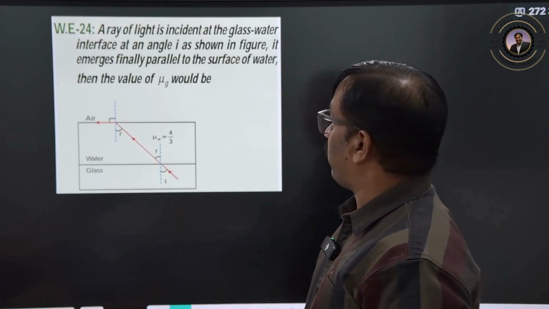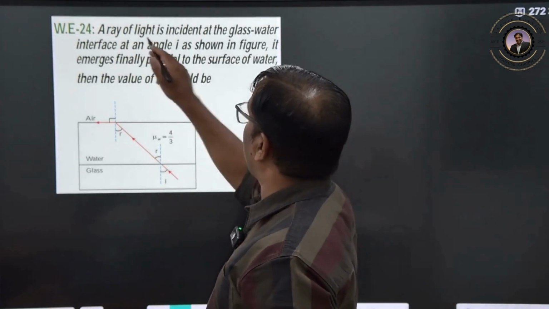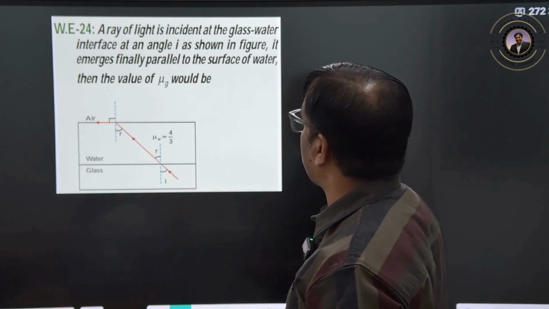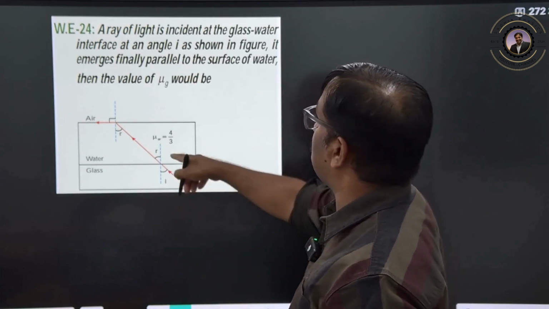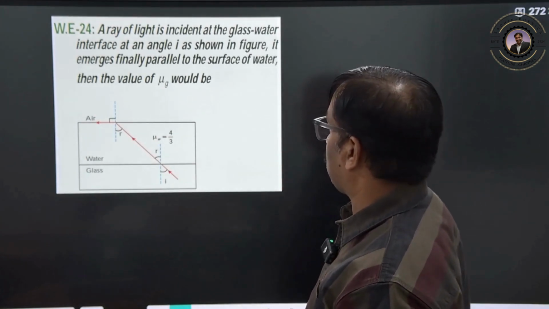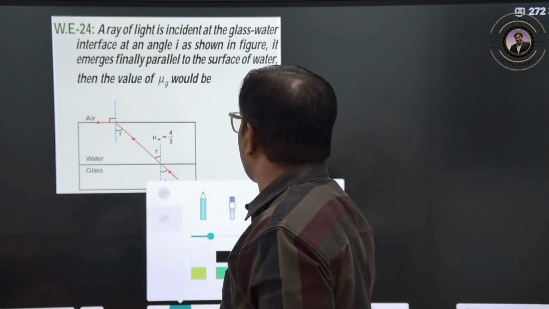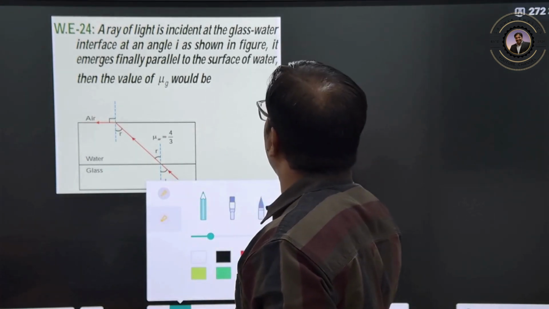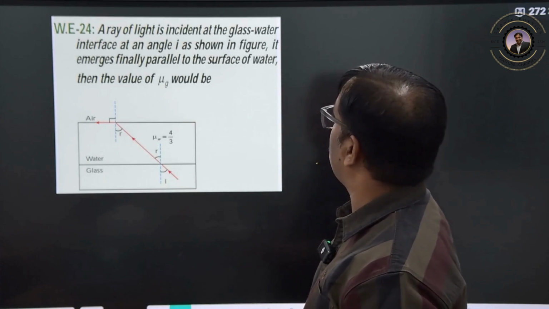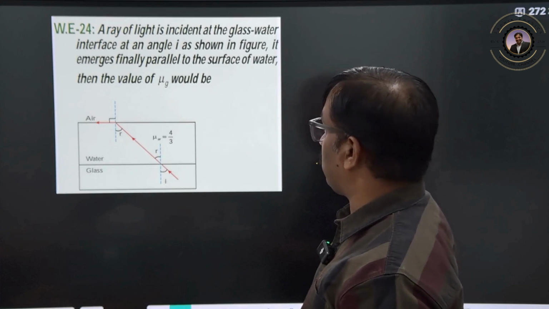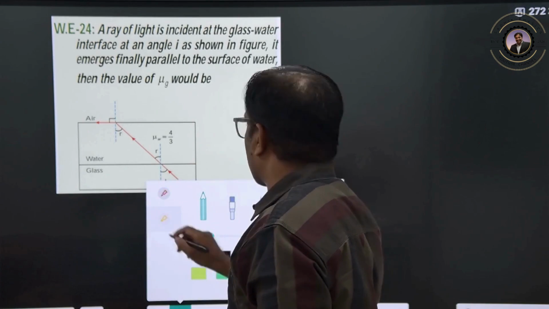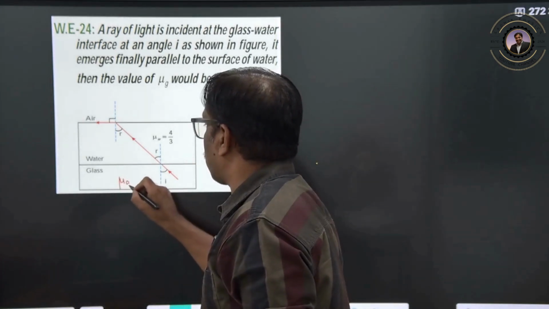Right, very simple one. No? Suppose a light ray is incident on a glass and water interface at an angle of I, shown like that. It finally emerges on the surface of the water. Right. So therefore we want to calculate the value of mu g. Therefore the refractive index mu g we want to calculate. This is the refractive index of the glass.